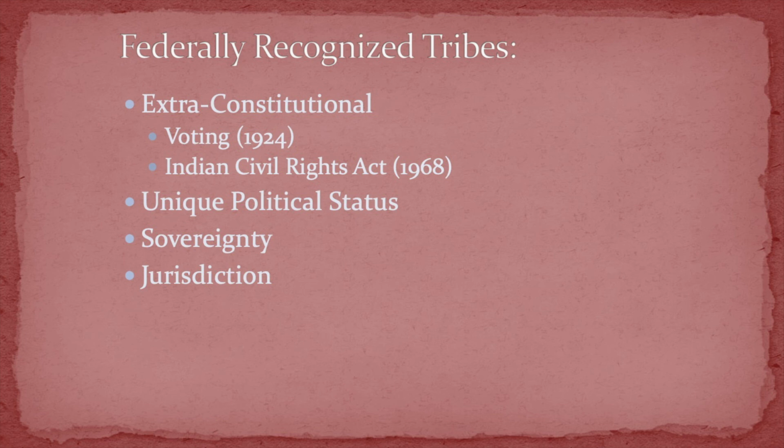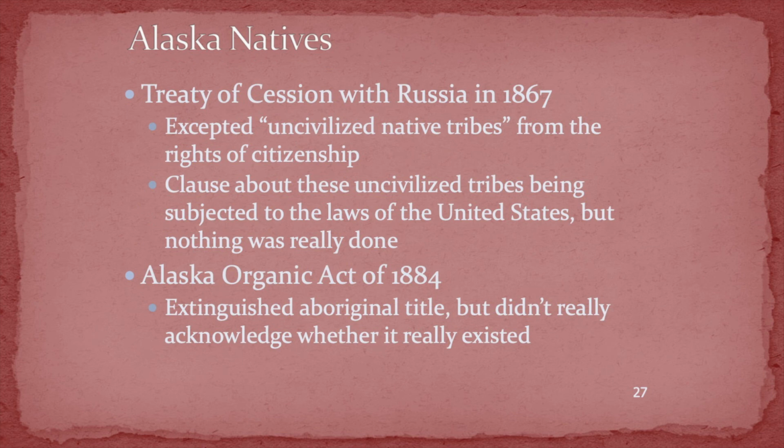Now, this treaty of cession with Russia happened in 1867. It excepted uncivilized Native tribes from the rights of citizenship. So you see how an international treaty can recognize or except or exclude indigenous peoples. They were not at the table when that treaty came into being. It was between Russia and the United States.